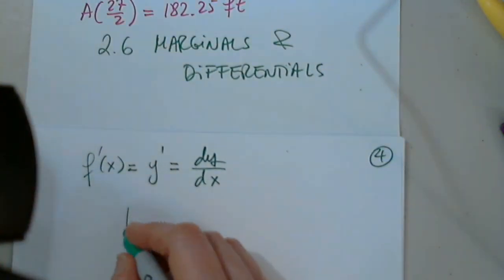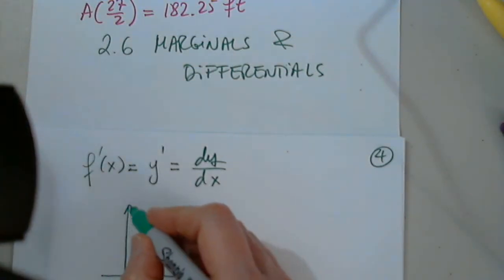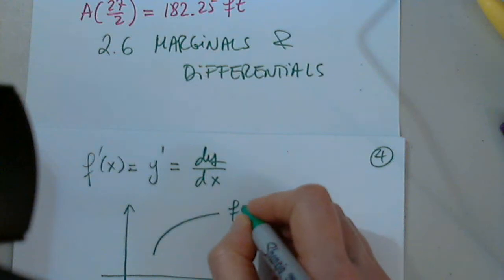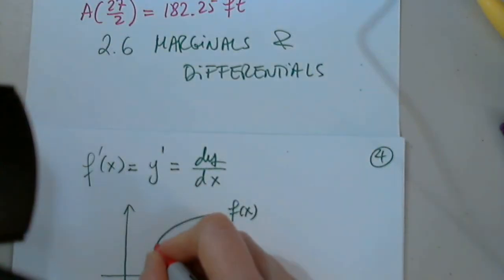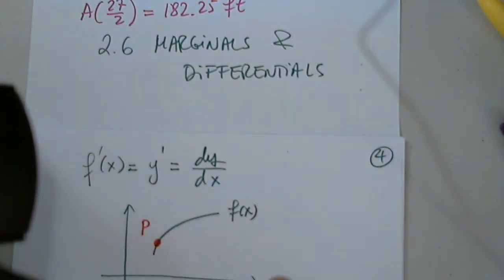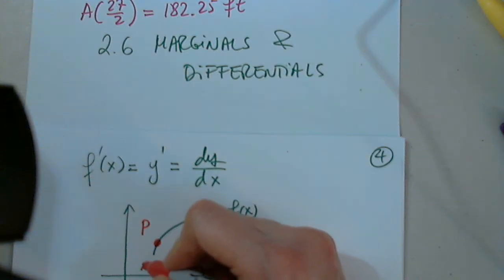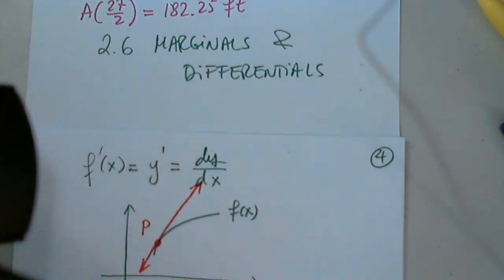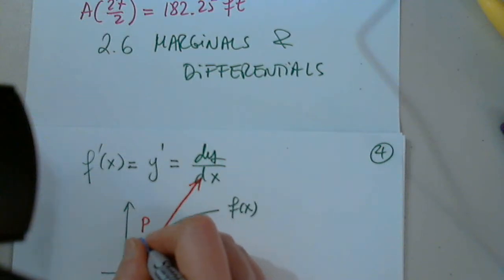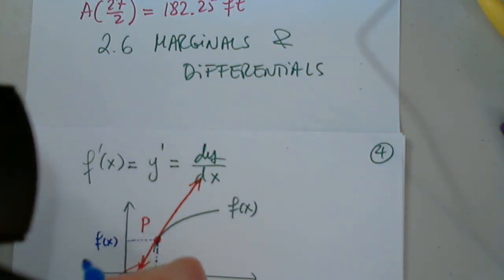And now let's take a look at the following function. I have a function. This is f of x. I have a point. Here is point P. Here is the tangent to the graph at point P. So this is the tangent at P to the graph of the function. And this is the x value. And of course, this is the f of x.